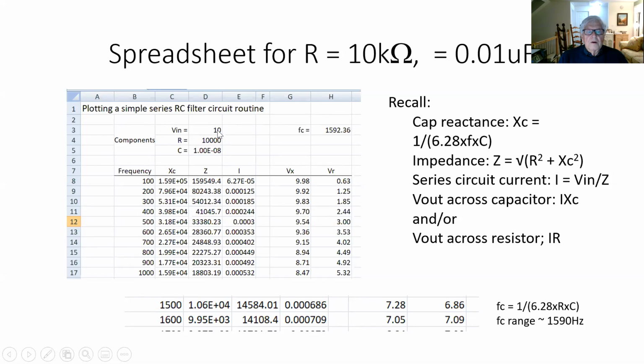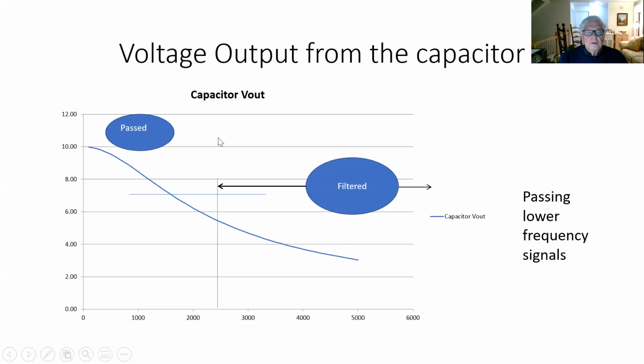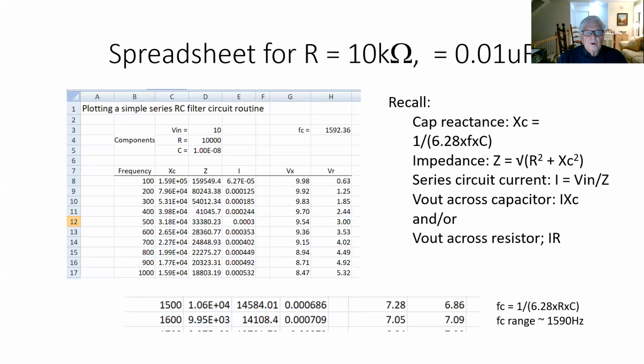Okay, there's our resistance. And we know our impedance. We know our voltage, the input, so we can get our current. Okay, so we get current. From the current then, and from XC, we can get the voltage across the capacitor, and the current times the resistance gives us a voltage across the resistor.